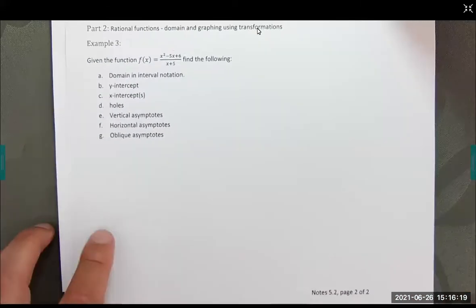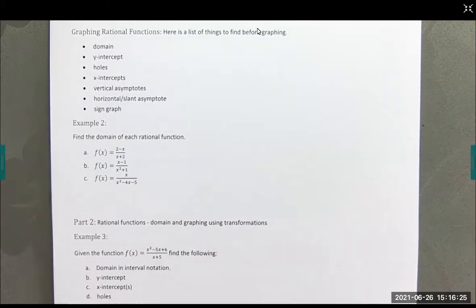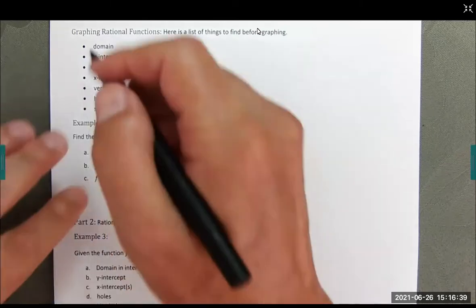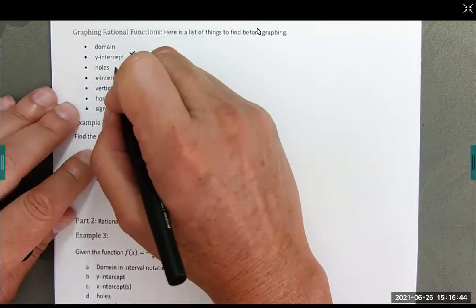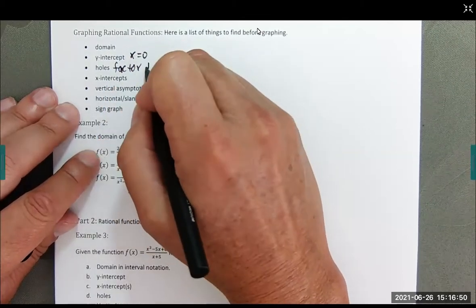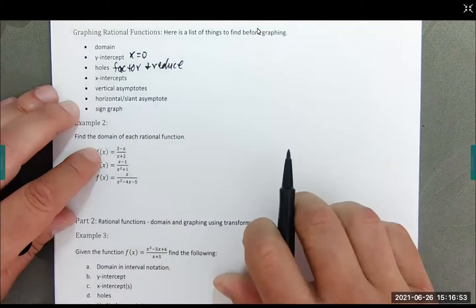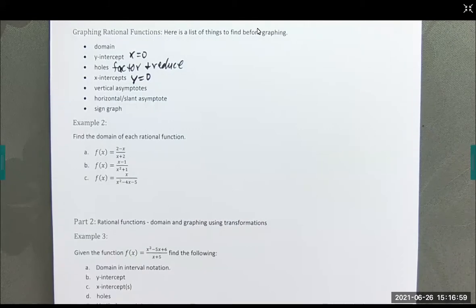So here are the highlights of things that we're going to be looking for. First of all is the domain, meaning where am I potentially dividing by 0 when we're talking about rational functions. Those are usually relatively easy to find. The y-intercept is when x equals 0. Holes, you just need to factor and see if anything reduces out. X-intercepts, that's when y equals 0. Solve for x.